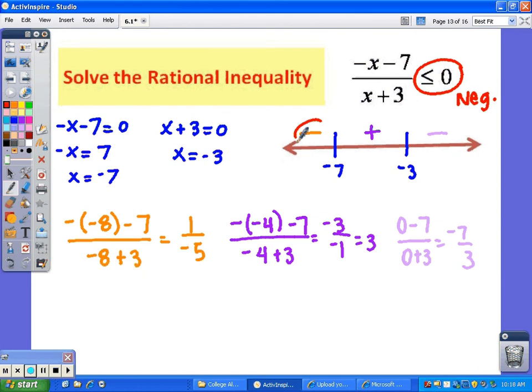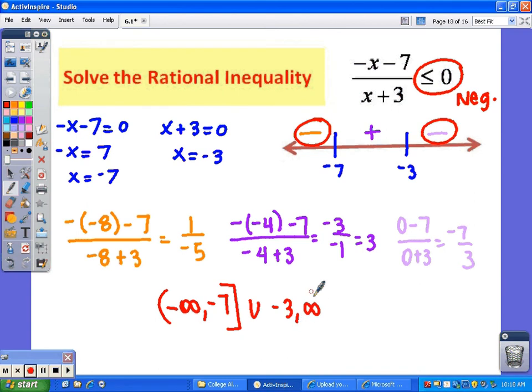So that occurs in this first and third area. That first area is to the left of negative 7, so we would write it from negative infinity to negative 7. Now, we know infinities always use parentheses. Because of our inequality sign, we would use a bracket. But now let's pay attention to the next area. The next area is to the right of negative 3. So that would be from negative 3 to infinity.